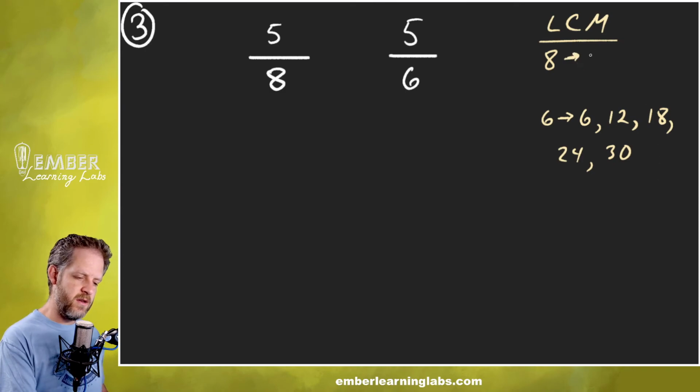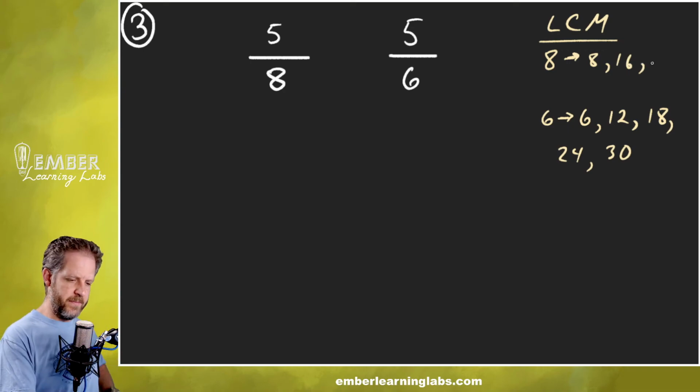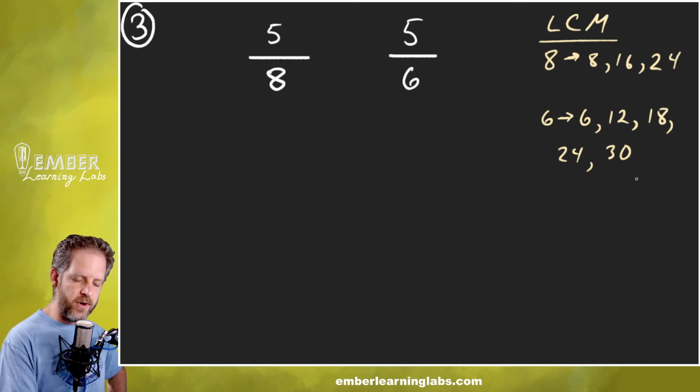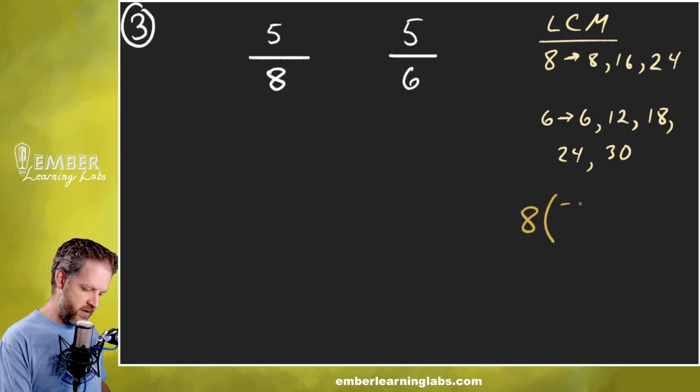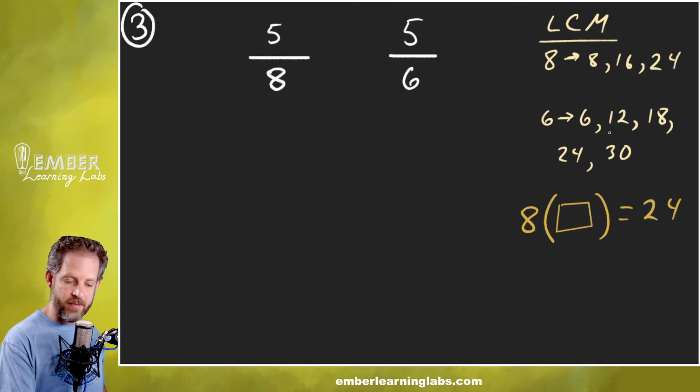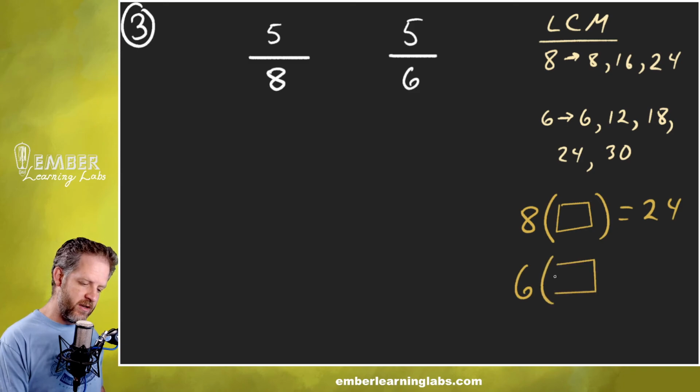So 8, 16, 24. Oh, look, we found one that matches. So now let's make our boxes. We'll practice our new multiplication symbol, right? So 8 times what equals 24. So the one that's in common, right? And then 6 times what equals 24.